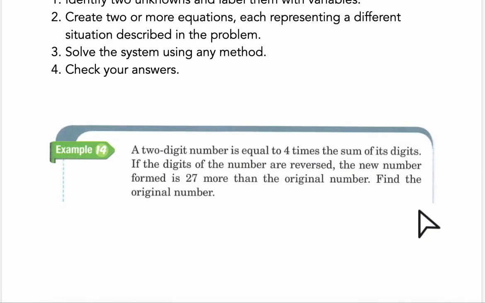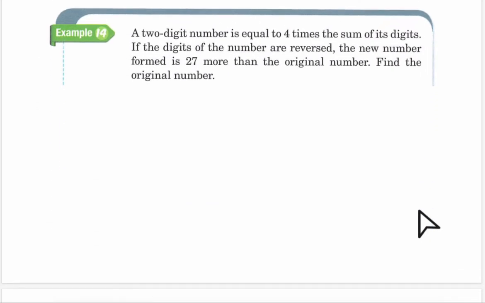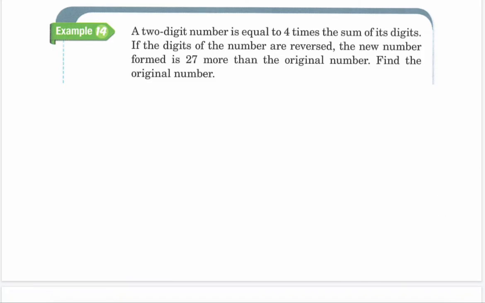So let's take a look at this problem here. Example 14. A two-digit number is equal to 4 times the sum of its digits. If the digits of the number are reversed, the new number formed is 27 more than the original number. Find the original number. Okay, so we're talking about a mystery two-digit number. We have no idea what's in the tens place and what's in the ones place. That's our unknown right here, okay?